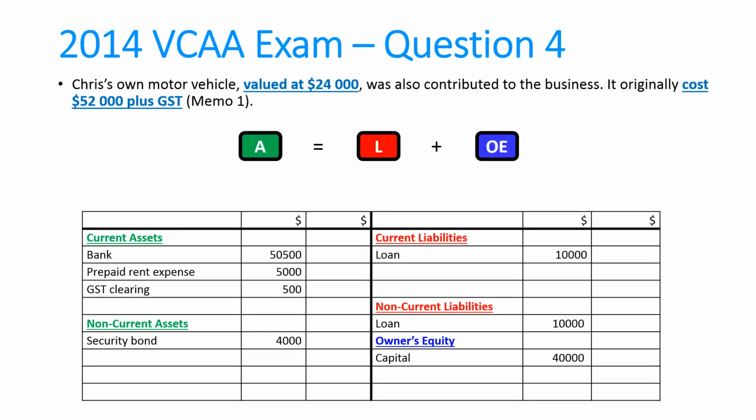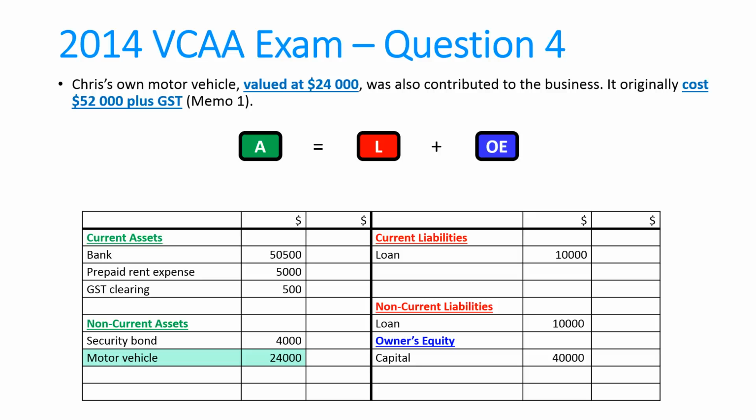The next transaction was a little simpler. The owner's giving the business a vehicle. Its agreed value is $24,000. It originally cost $52,000 plus GST, but that is for Chris as a person. We don't know when he bought it, could be 3 years ago, 5 years ago. That figure is actually not relevant to the business. The agreed value is the figure we need. So we've got a non-current asset called motor vehicle, 24.